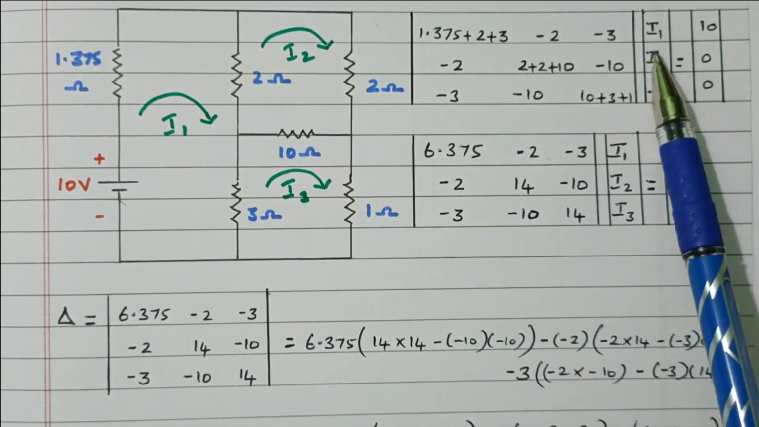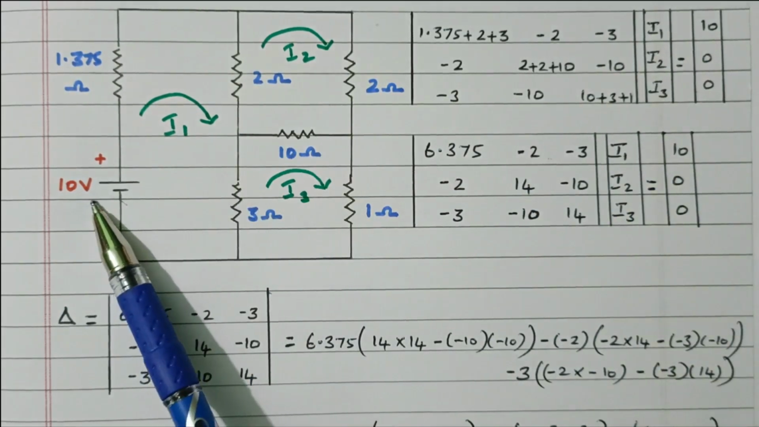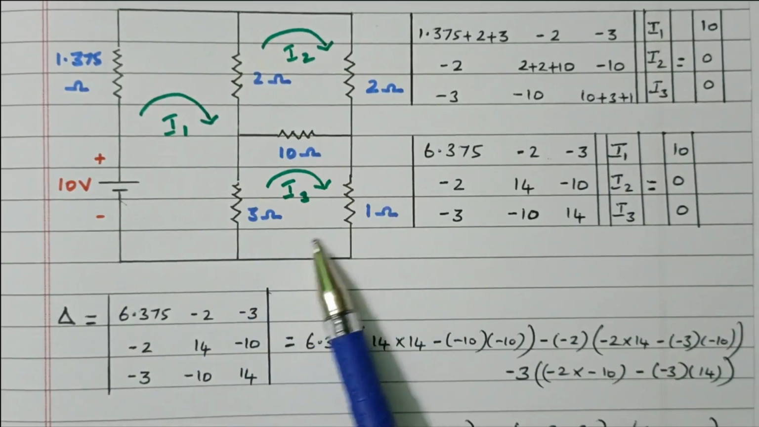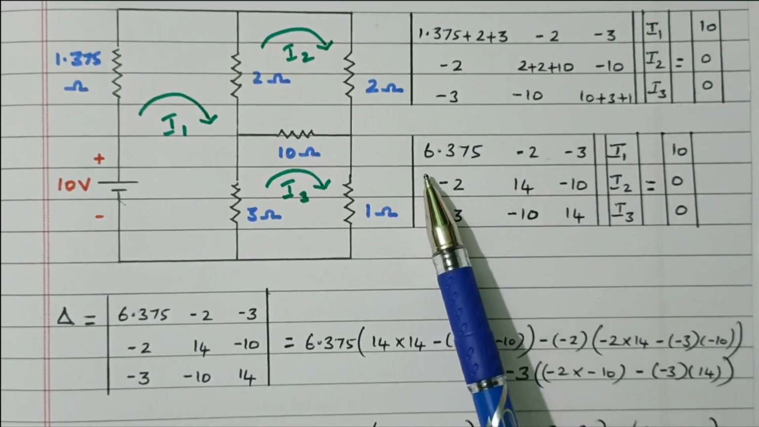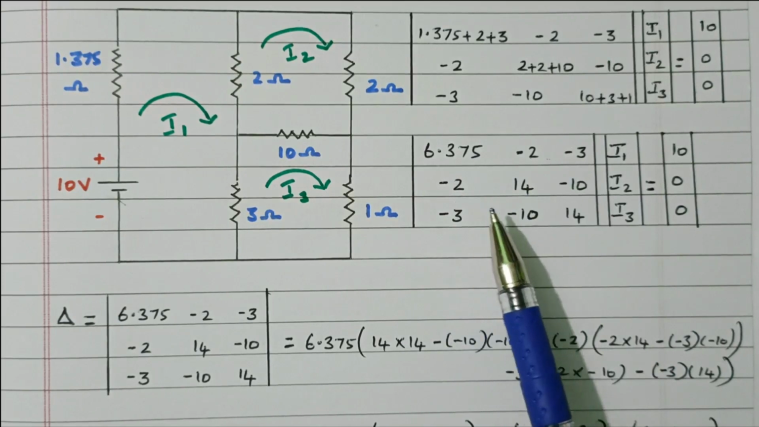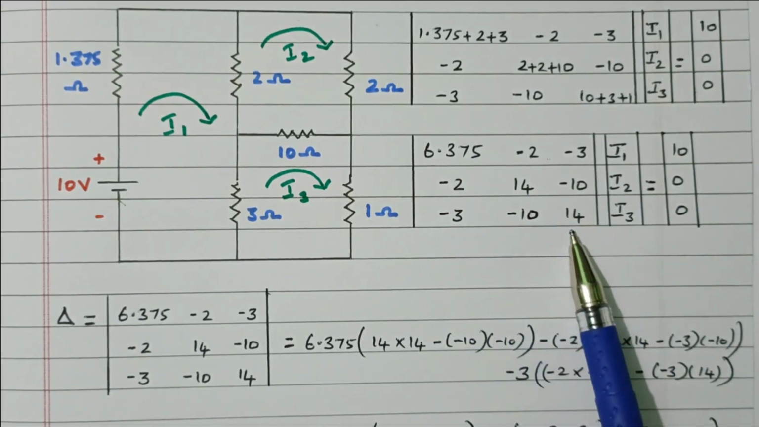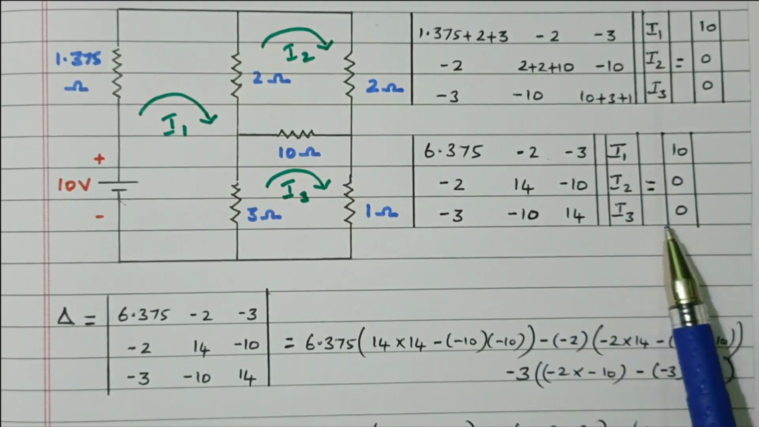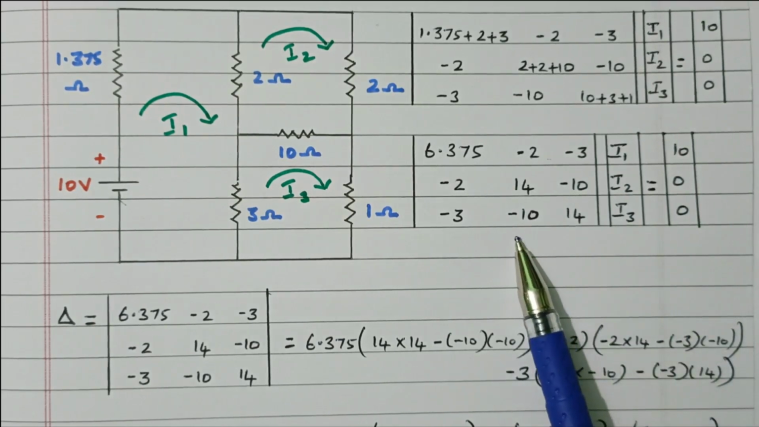Then the currents are I1, I2, I3. Right? In loop 1, 10 volts is available, a 10 volt source. In loop 2 and loop 3, there is no voltage source, so it is 0. So after adding, we got 6.375 minus 2, minus 3, minus 2, 14, minus 10, minus 3, minus 10 and 14. Right? So this is I1, I2, I3, and 10, 0, 0. So this is the voltage matrix, current matrix and resistance matrix.